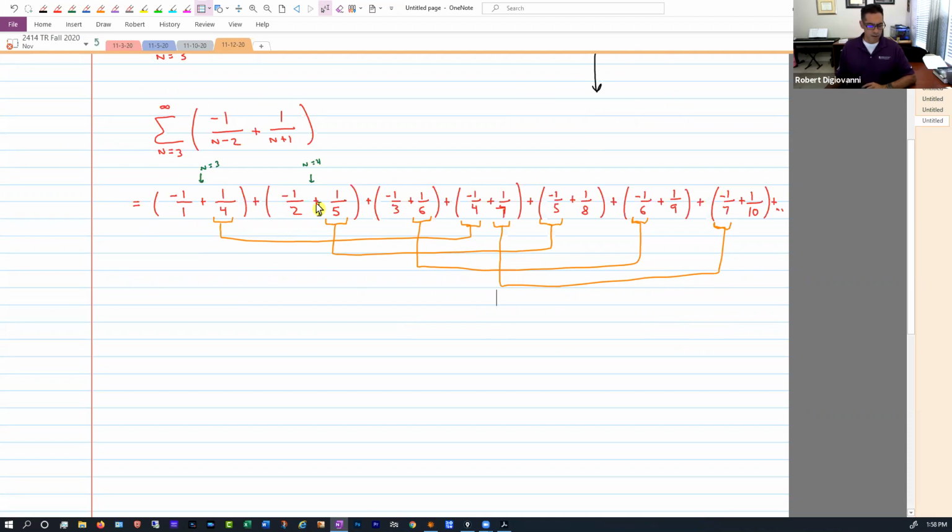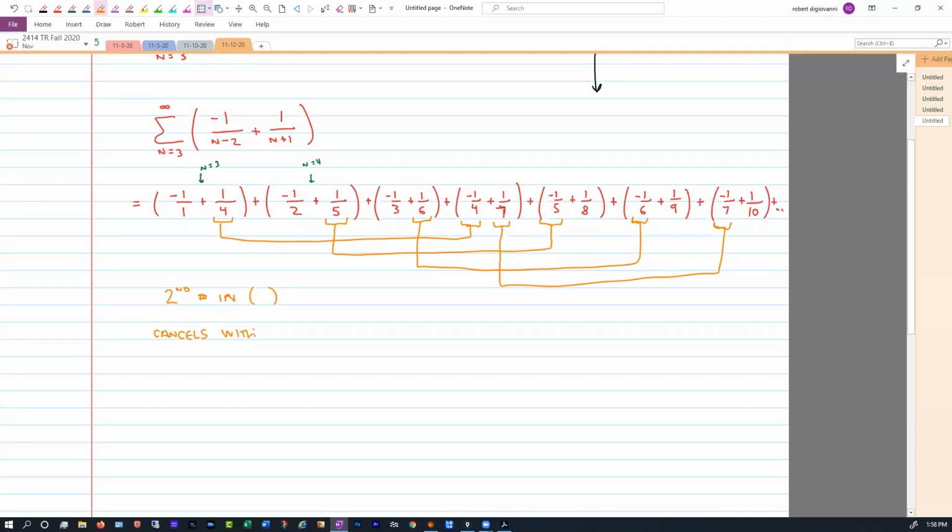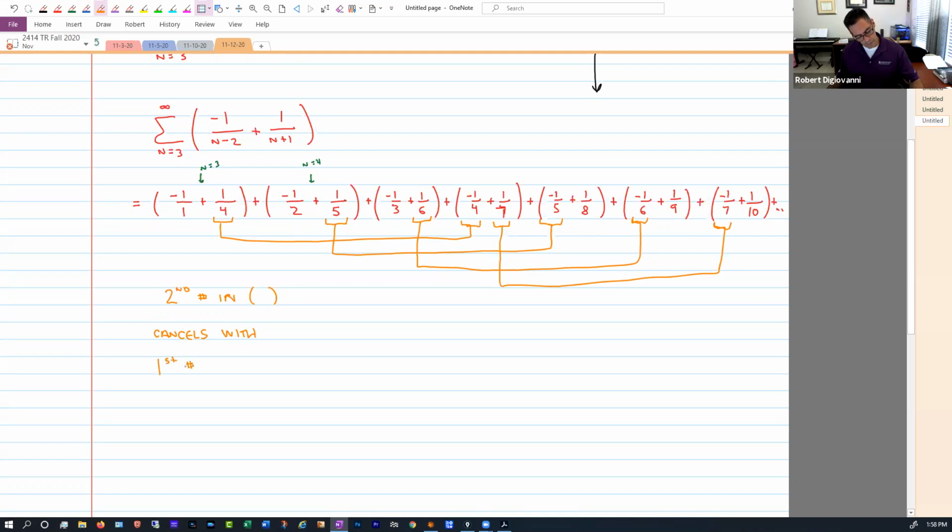Okay, and what's canceling? The second number in a parentheses cancels with the first number, 3 terms away. How many away? 3 terms away, right? 3 away. 3 down. I'll say 3 down.